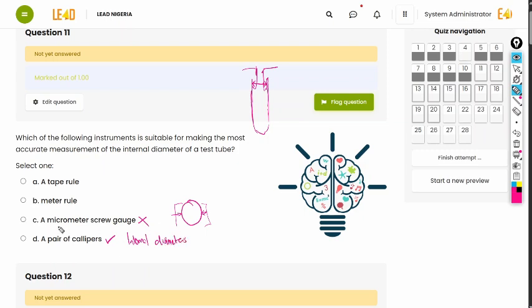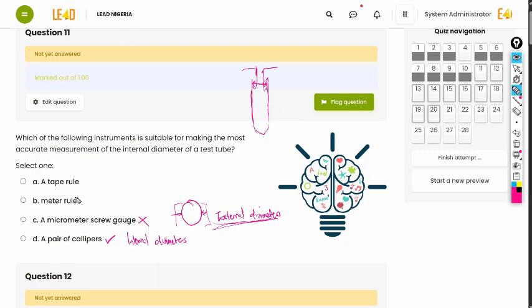Micrometer screw gauge, even though it has more accuracy than the pair of calipers, is used for measuring external diameters. A pair of calipers can also be used to measure external, right? So a pair of calipers can measure what's going on inside and what's going on outside. But the micrometer screw gauge has more accuracy than a pair of calipers, but it's only used to measure what? External.